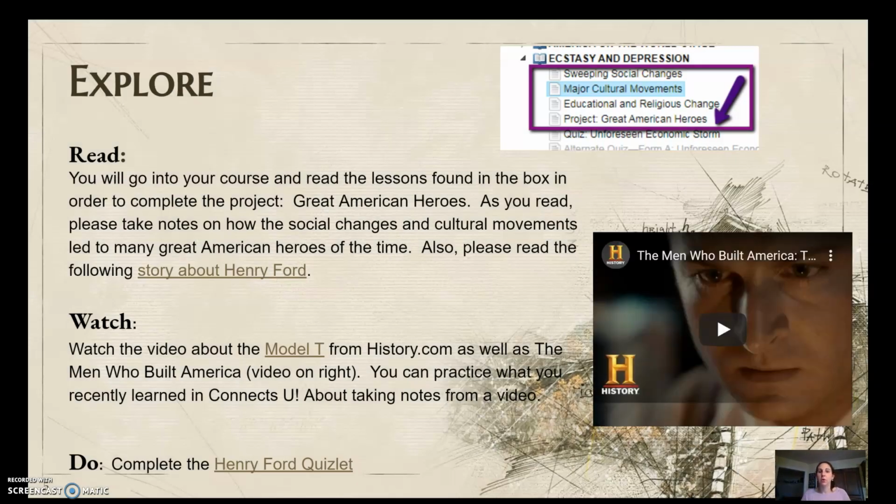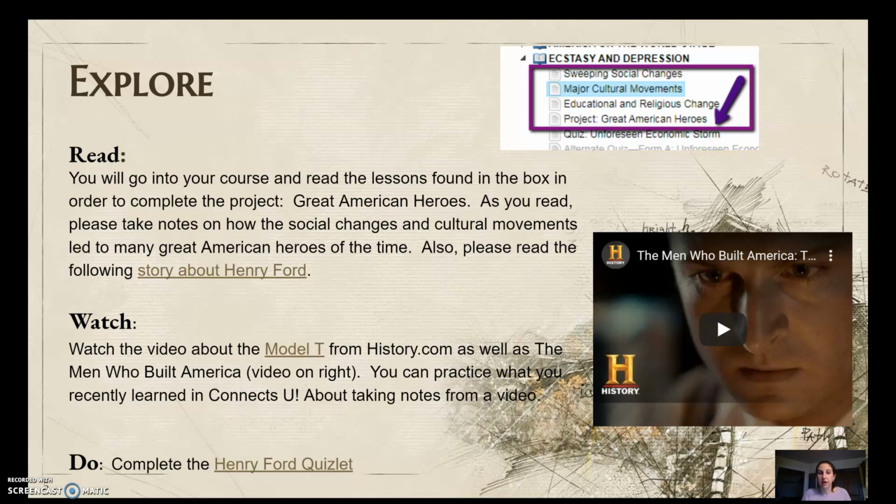Okay, so you're going to go into your course and read the lessons found in the box in order to complete the project Great American Heroes. So you're going to learn about a lot of different people over history. And as you read, please take notes on how the social changes and cultural movements led to many great American heroes of the time. Also, please read the following story about Henry Ford.